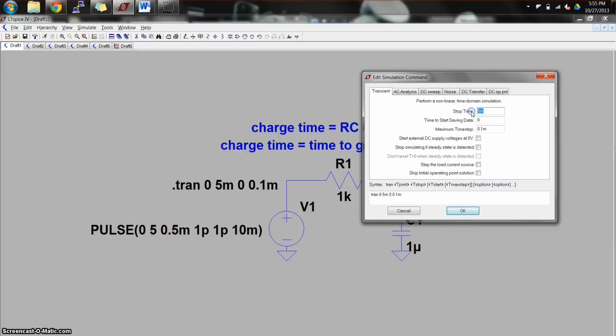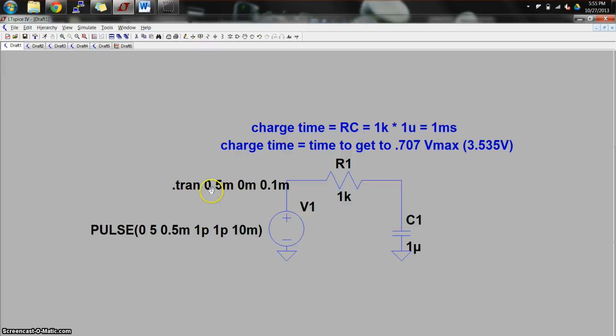And what I'm going to do is simulate it for 5 milliseconds, so that's the stop time. I'm going to start saving data at 0 milliseconds, I guess. And maximum time step is just asking how many data points you want to take, so I'm going to do every tenth of a millisecond. That's usually good. So click OK, and it'll pop this up.